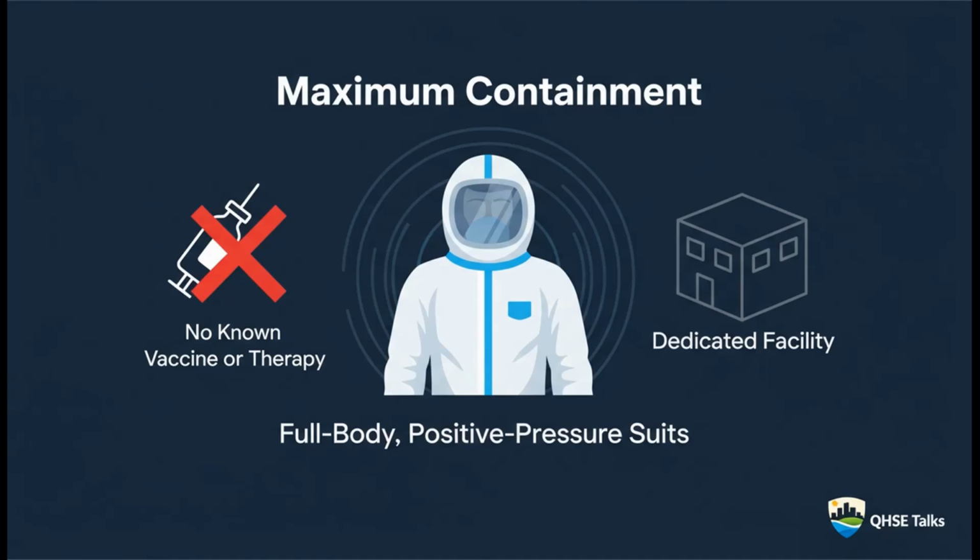This is the realm of total isolation. Think separate, dedicated buildings and full-body, positive-pressure spacesuits. But what really makes a BSL-4 agent so terrifying isn't just that it's deadly, it's the fact that we have no vaccine or therapy for it. When there is no safety net, containment has to be absolutely perfect.